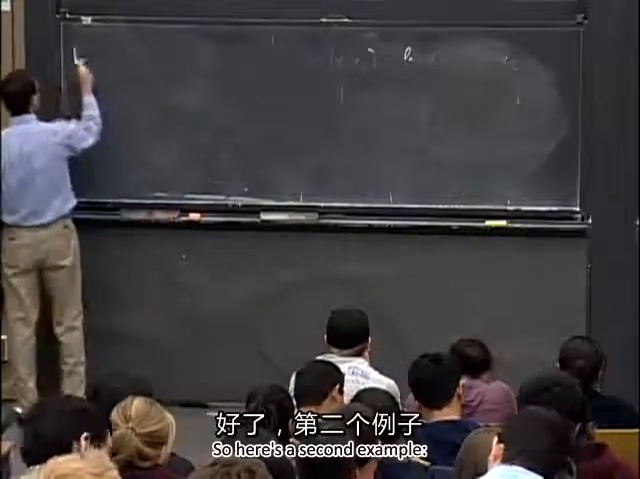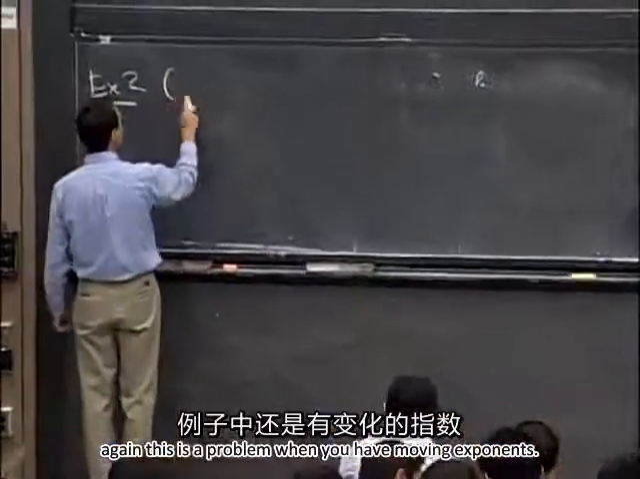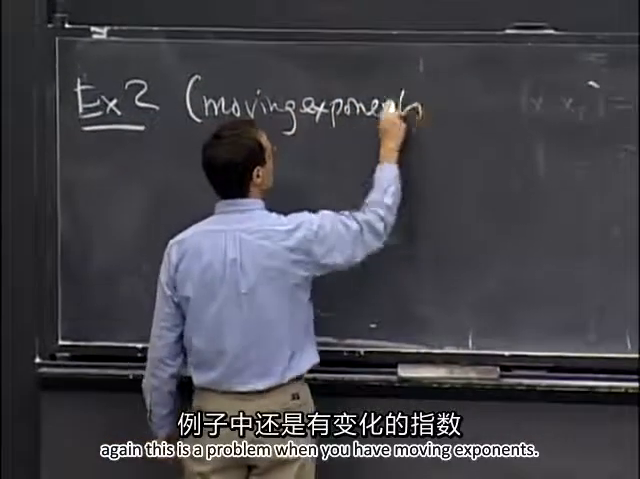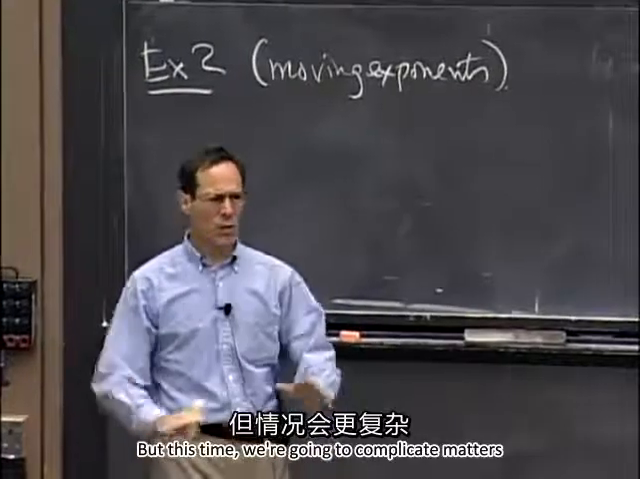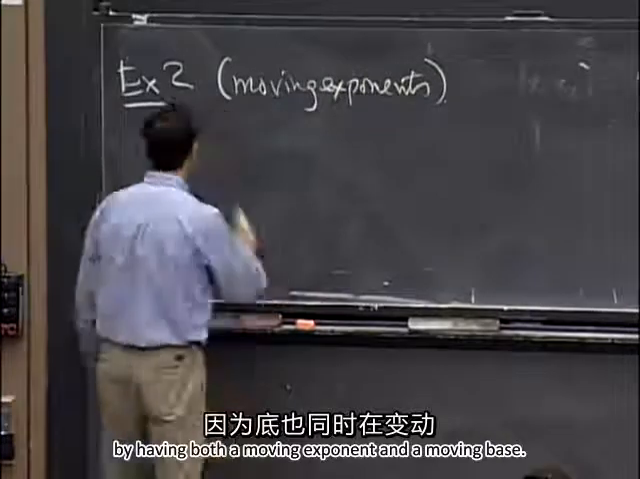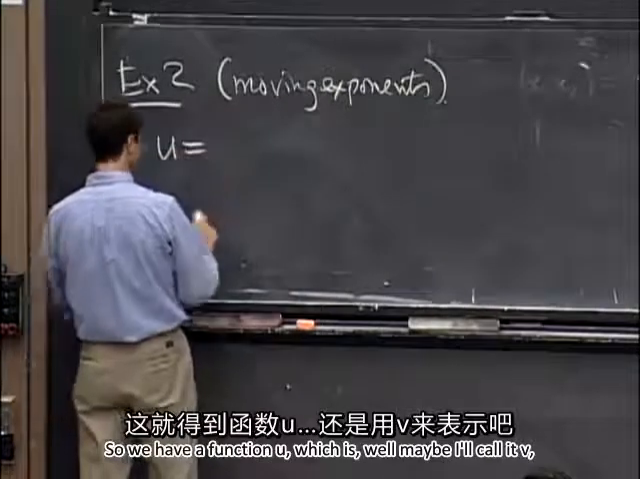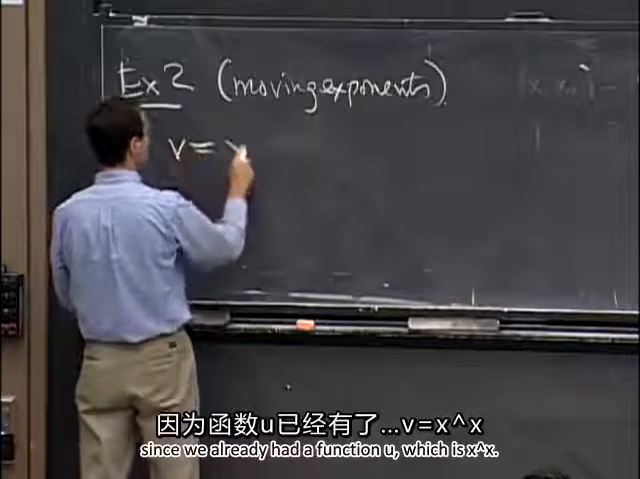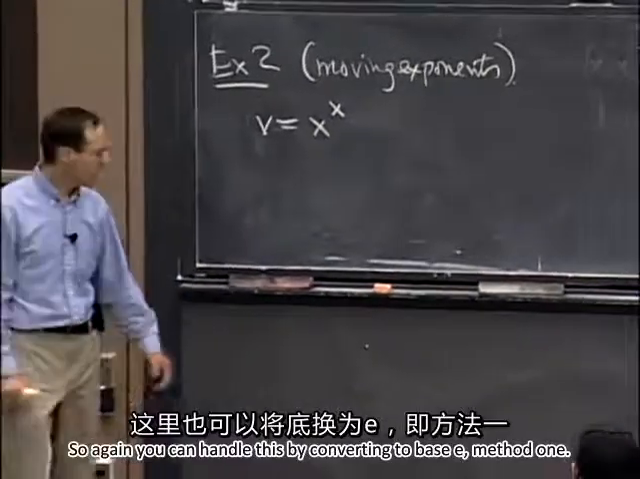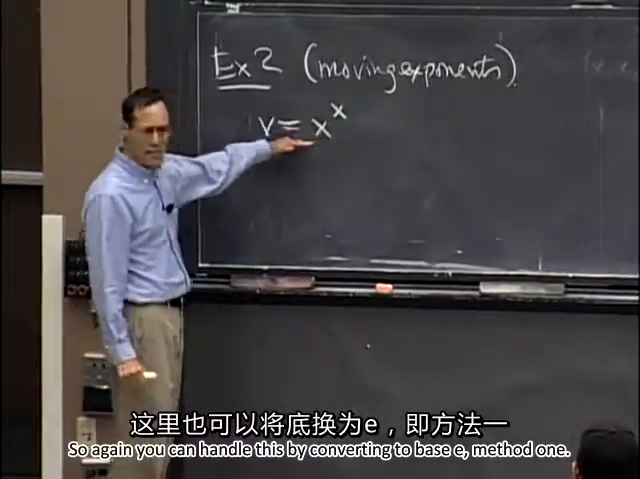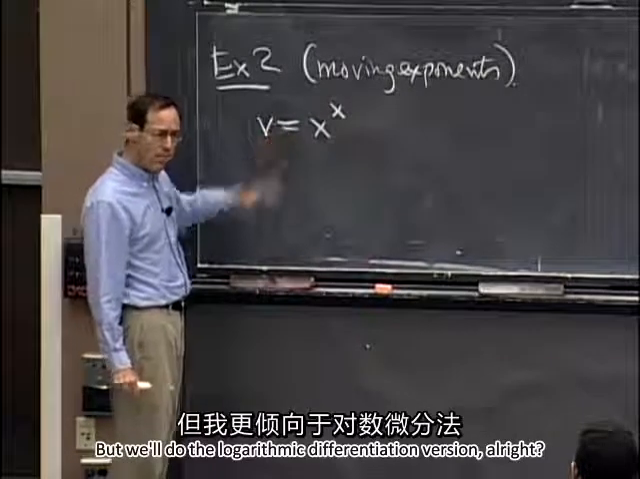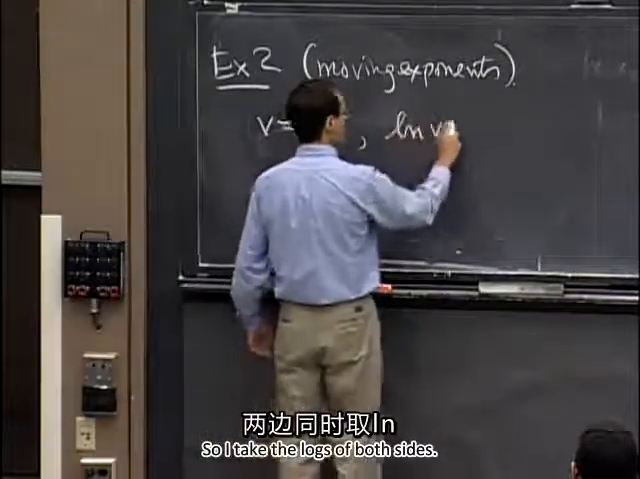All right, so here's a second example. Again, this is the problem when you have moving exponents. But this time, we're going to complicate matters by having both a moving exponent and a moving base. All right? So we have a function u, which is, well, maybe I'll call it v, since we already had a function u, which is x to the x. A really complicated looking function here. So again, you can handle this by converting to base e, method 1, but we'll do the logarithmic differentiation version, all right? So I take the logs of both sides.